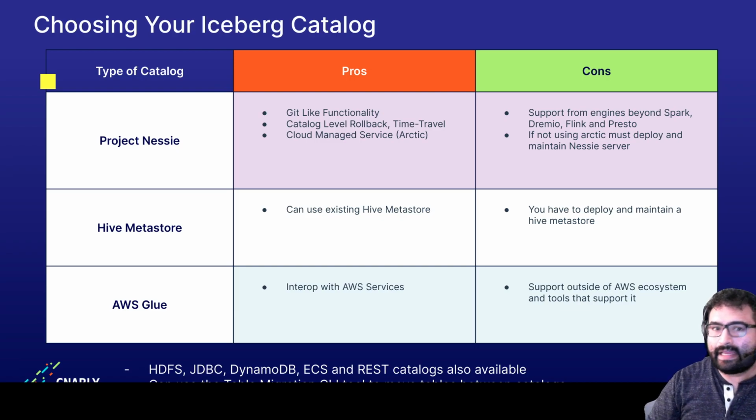Like any new technology, support for it is expanding. But right now, Project Nessie does have a pretty good list of support when it comes to engines, including support from Spark, Dremio, Flink, and Presto, and other engines constantly being added. And then right now there is a pending pull request for Project Nessie support in Trino. So in the meantime, you could take that fork, build Trino from the fork, and have Project Nessie support with a version of Trino. Okay, if you're not using Arctic, you must deploy your own, maintain your own Nessie server.